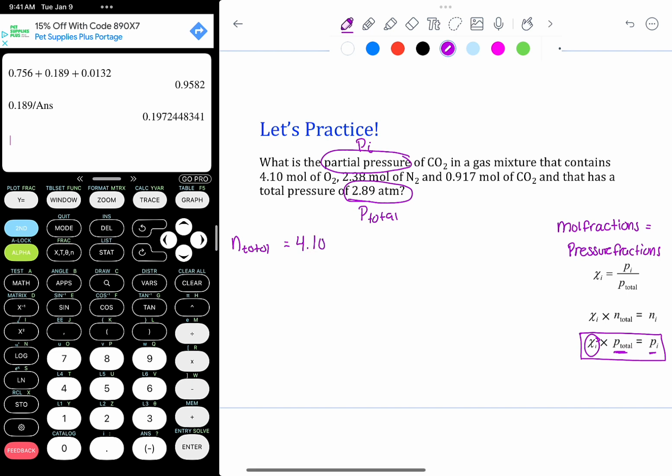So our n total is going to be 4.10 plus 2.38 plus 0.917. So you have 4.1 plus 2.38 plus 0.917. So our n total is 7.397 moles.